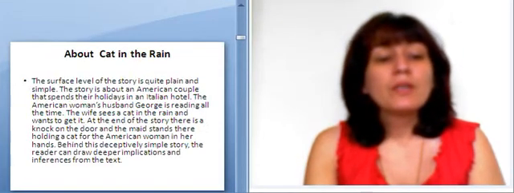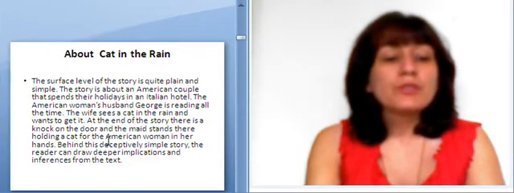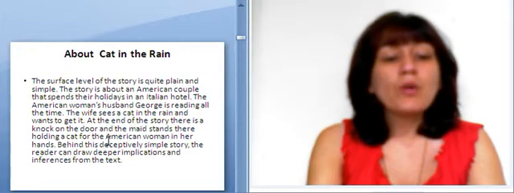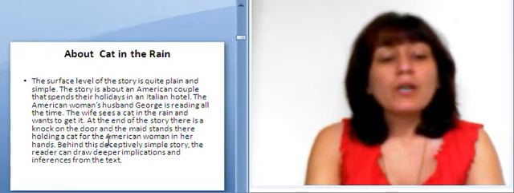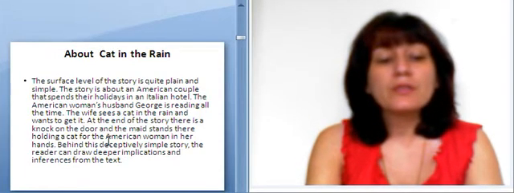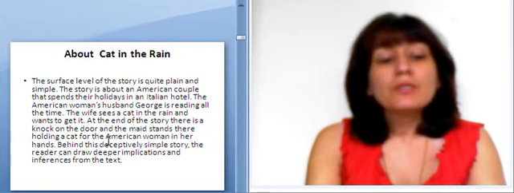And now about the story itself, about Cat in the Rain. The surface level of the story is quite plain and simple. The story is about an American couple that spends their holidays in an Italian hotel. The American woman's husband, George, is reading all the time. The wife sees a cat in the rain and wants to get it. At the end of the story, there is a knock on the door, and the maid stands there holding a cat for the American woman in her hands. Behind this deceptively simple story, the reader can draw deeper implications and inferences from the text.